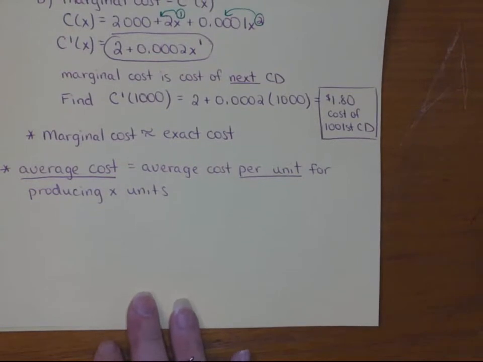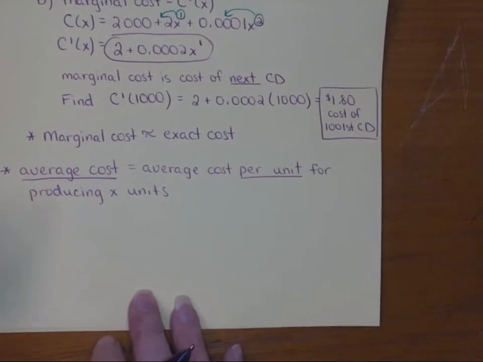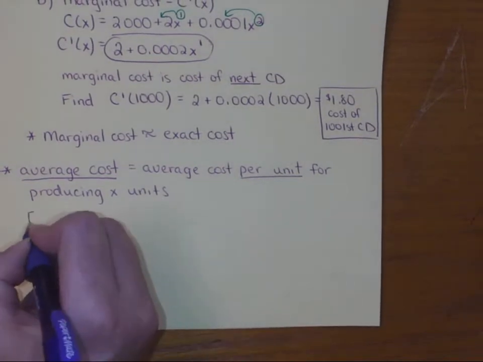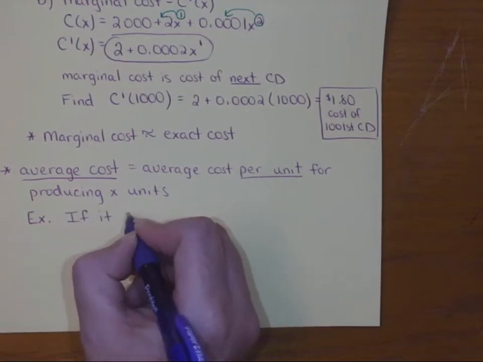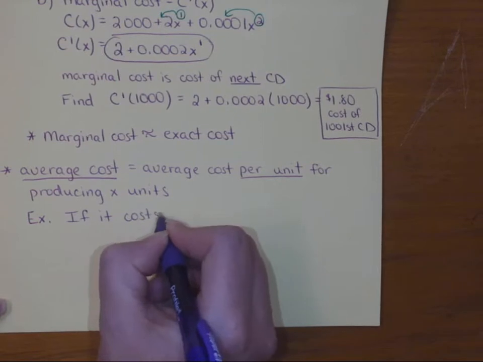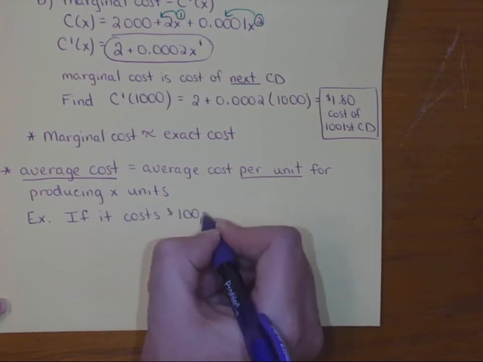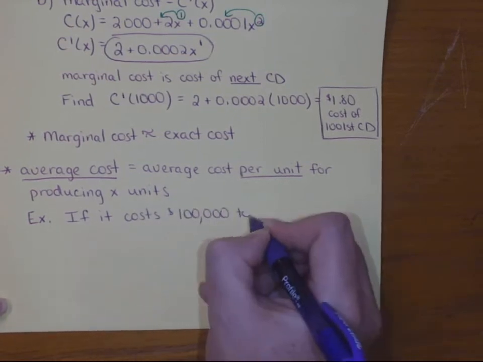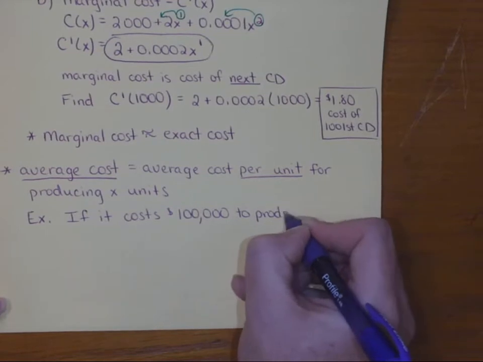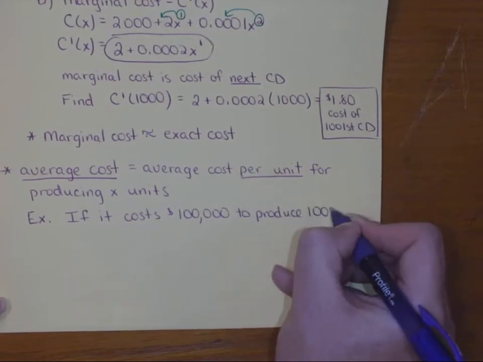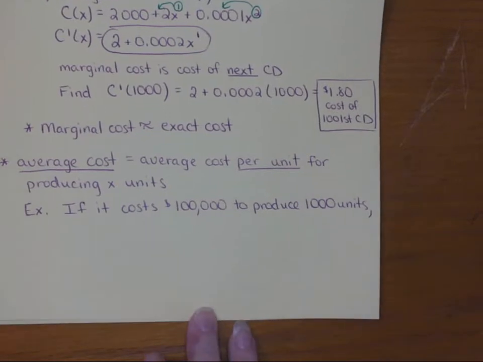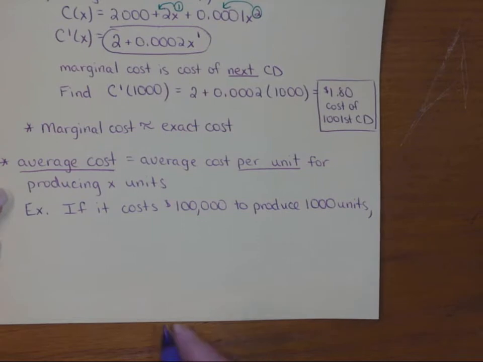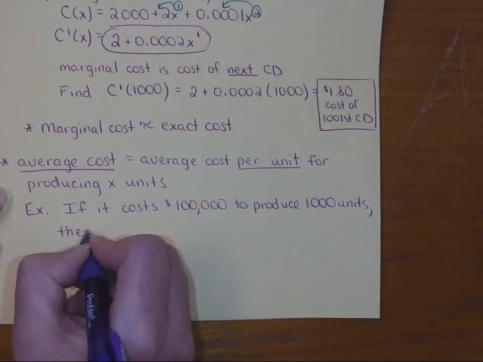So rather than just tell you what this equation is, I want you to think about how you would figure this out. Let me give you a brief example. Let's say that we have a business and it costs $100,000 to produce 1,000 units of our product. It doesn't even matter what our product is. So it costs a total of $100,000 and that gives us 1,000 units. Then how would we find the average cost per unit?